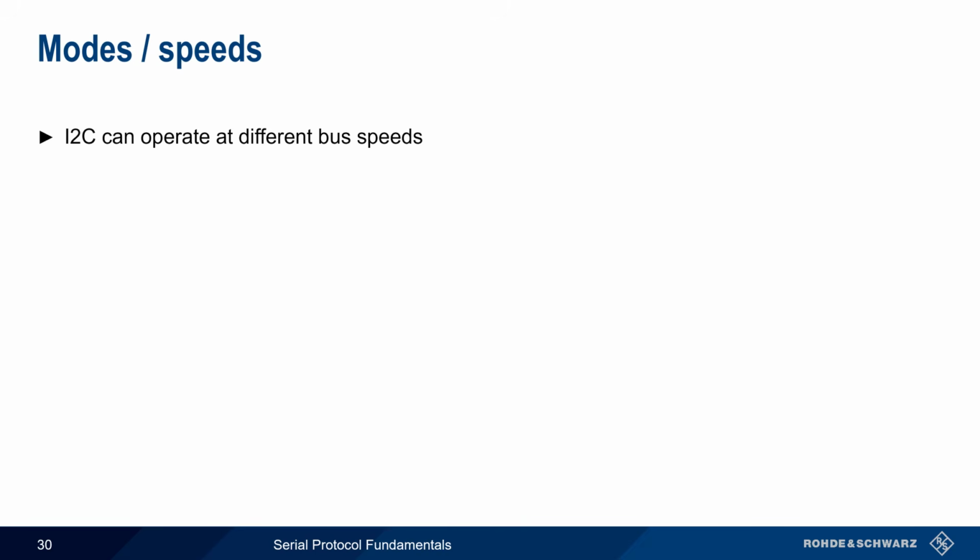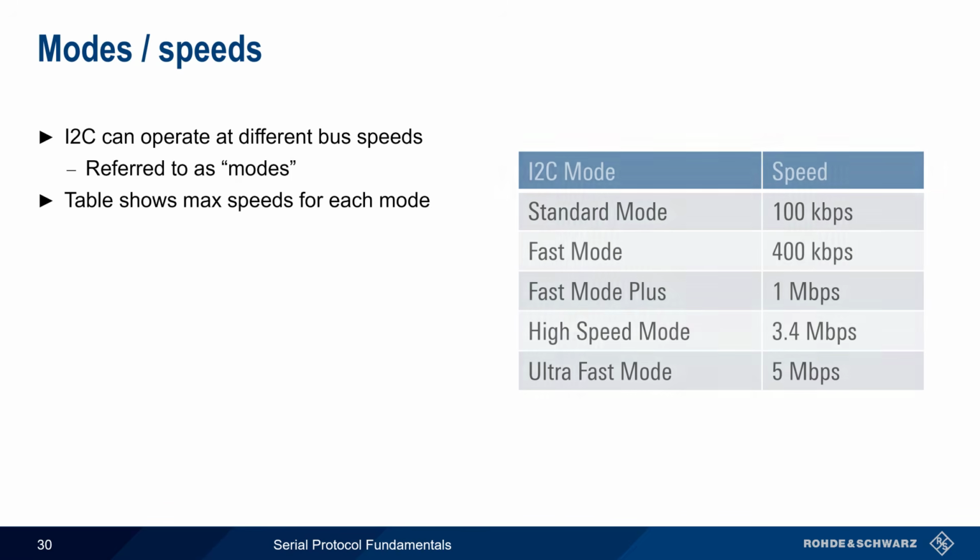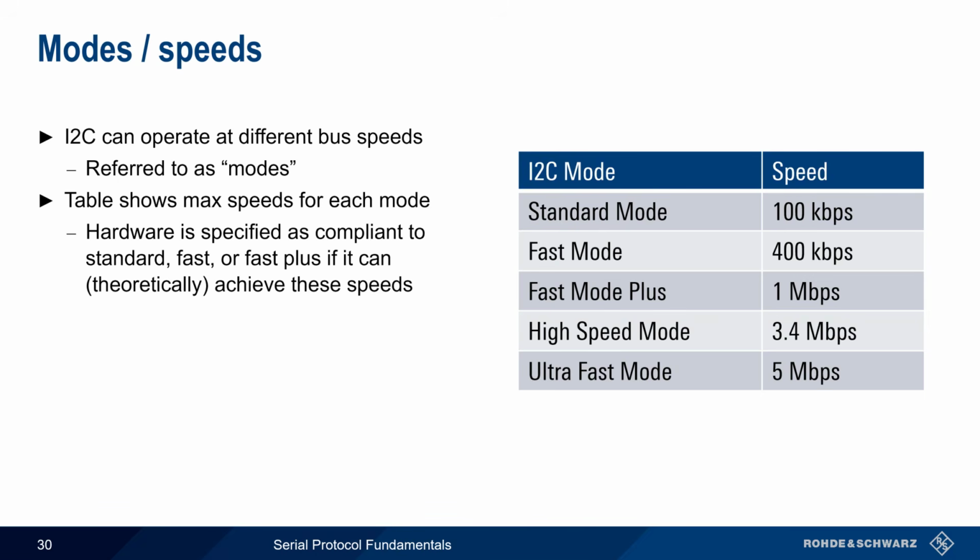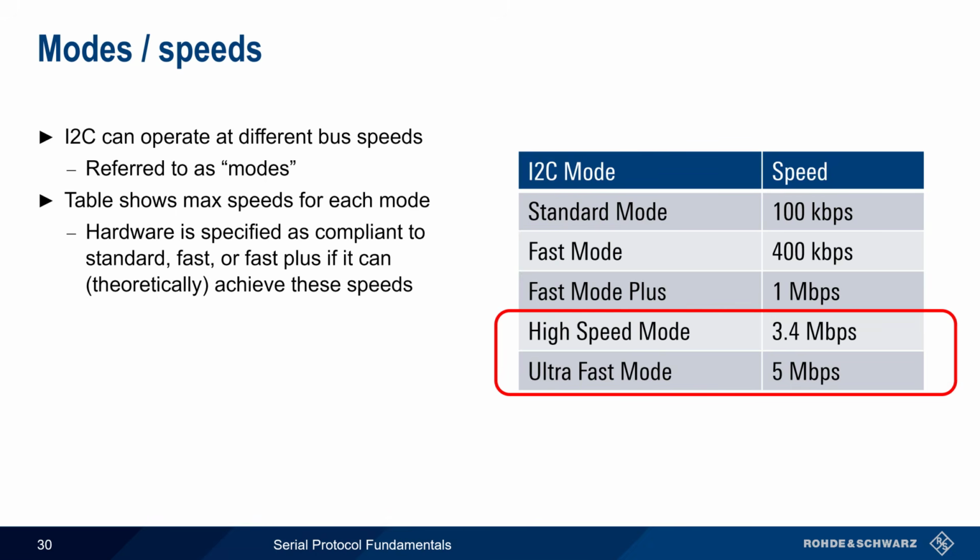I2C can operate at various bus speeds, often referred to as modes, and this table shows the maximum speeds achievable for each mode. Hardware is categorized as supporting one or more of these modes, meaning that the device can, theoretically, achieve the corresponding speed. But in many cases, bus speed is limited by other factors, such as the ones mentioned on the previous slide. The last two modes achieve higher speeds by modifying standard I2C behavior.